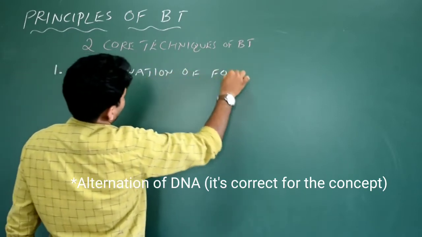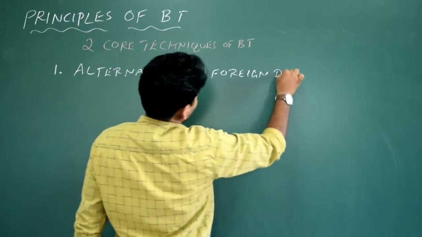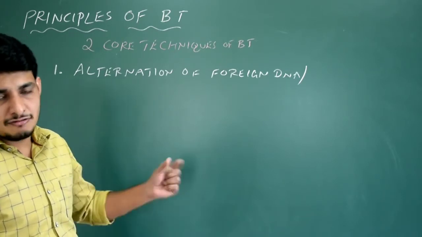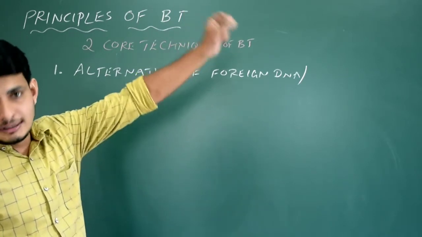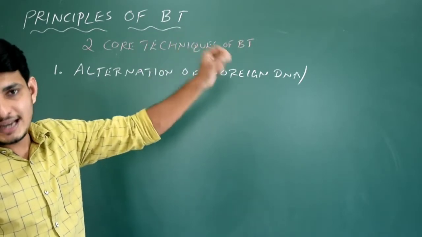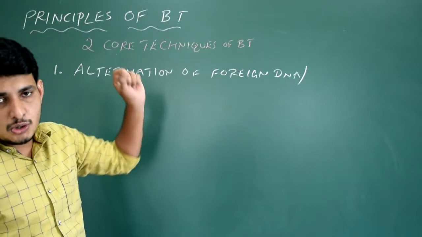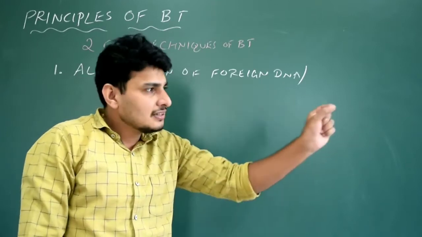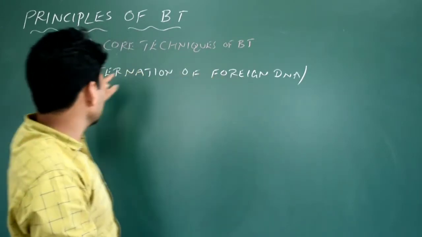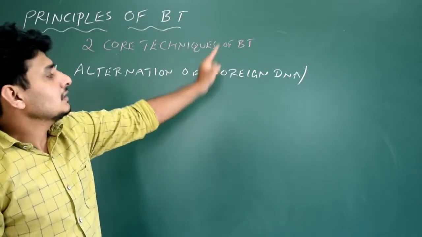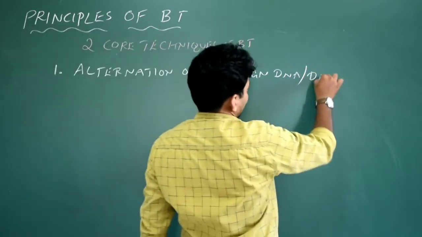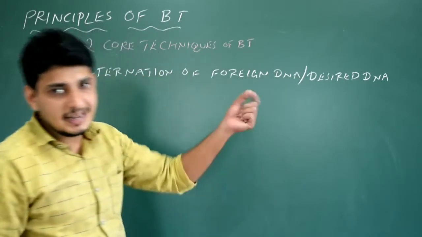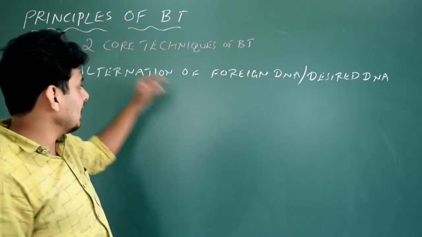of foreign DNA, the DNA of my interest. As I said earlier, if I want to get a character from a living organism, suppose a character from the lion to be introduced into a human being, I can select any one gene which is responsible for that particular character in the lion, and that gene should be selected and removed. That is actually the thing: alteration of the foreign or desired DNA, or gene of my interest. The lion's gene is my interest. I will remove it, and I will alter it.